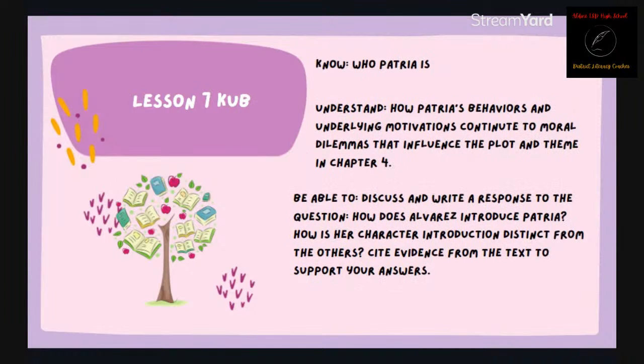And for Lesson 7, students will know who Patria is. They'll understand how Patria's behaviors and underlying motivations contribute to moral dilemmas that influence the plot and theme in Chapter 4, and they will be able to discuss and write a response to the question: How does Alvarez introduce Patria? How is her character introduction distinct from the others? Cite evidence from the text to support your answers. And that question comes from the Section 1 question set, and it really could have been any of the questions from the Section 1 question set.